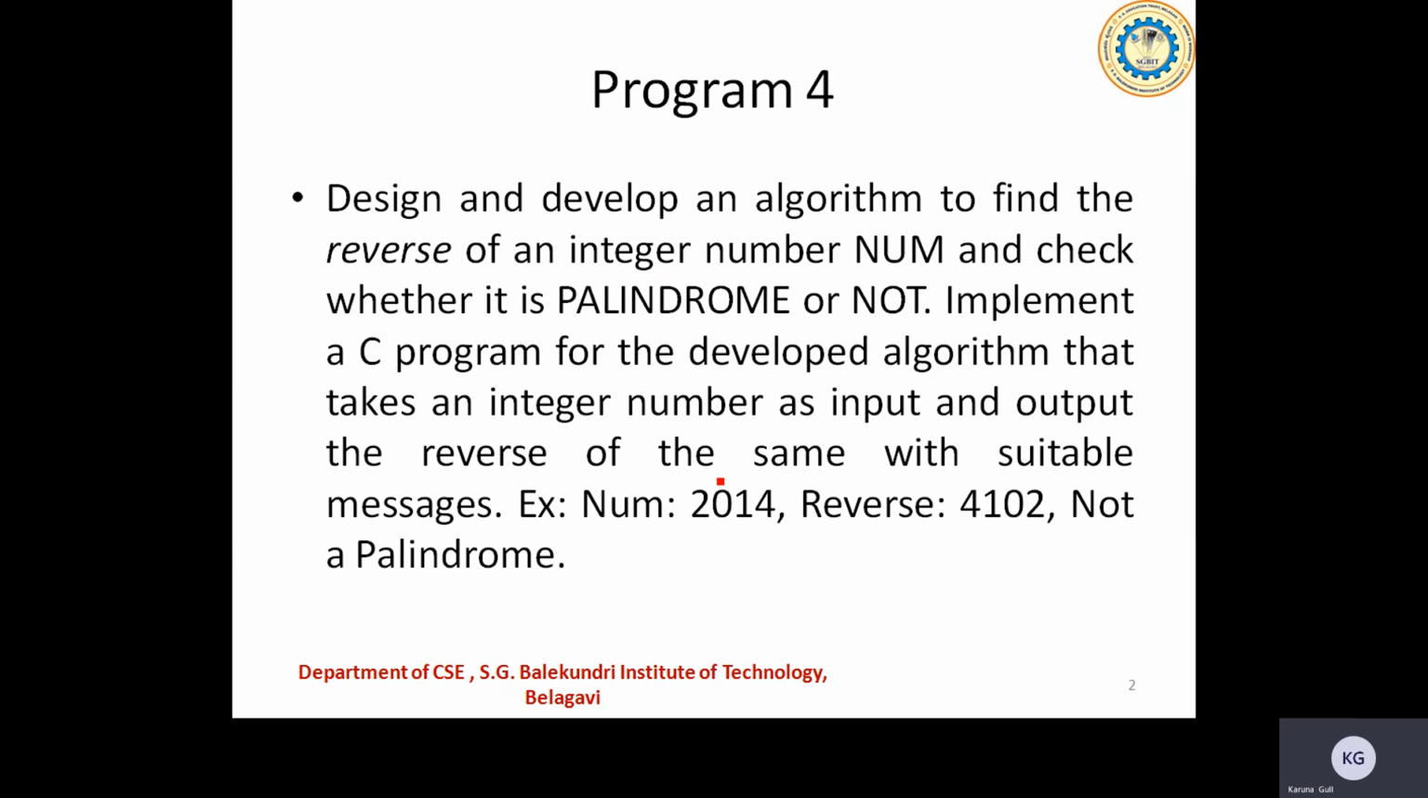Today, I'll discuss the C program, that is program number 4. The definition of the program goes like this. Design and develop an algorithm to find the reverse of an integer number, num, and check whether it is palindrome or not. Implement a C program for the developed algorithm that takes an integer number as input and outputs the reverse of the same with suitable messages.